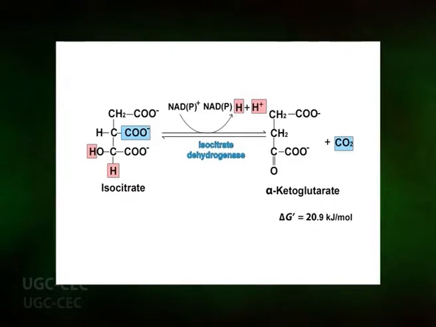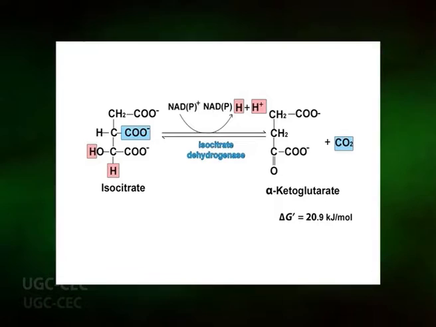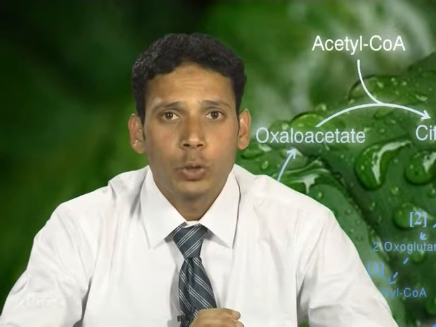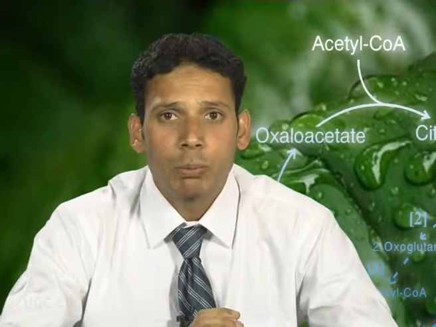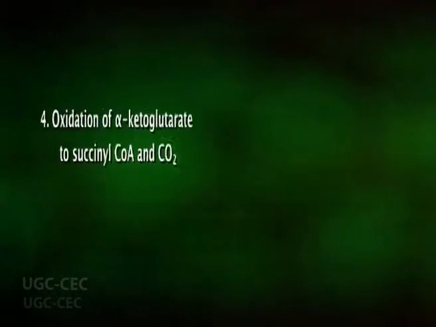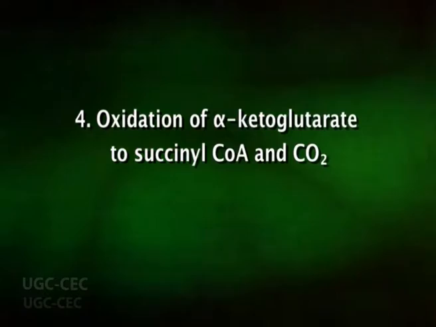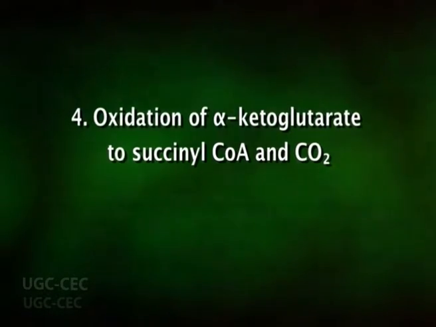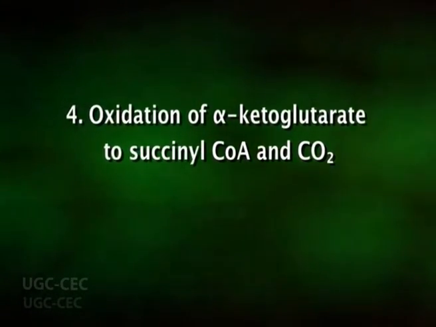The oxidative decarboxylation of isocitrate is catalyzed by isocitrate dehydrogenase. This is the reaction in presence of isocitrate dehydrogenase that gives alpha-ketoglutarate. In this reaction, NADP+ gets reduced to NADPH plus H+. Step 4, oxidation of alpha-ketoglutarate to succinyl coenzyme A and carbon dioxide.